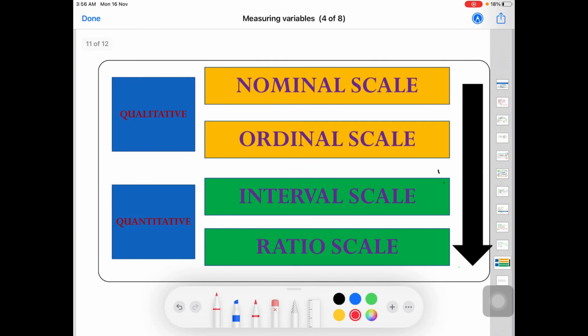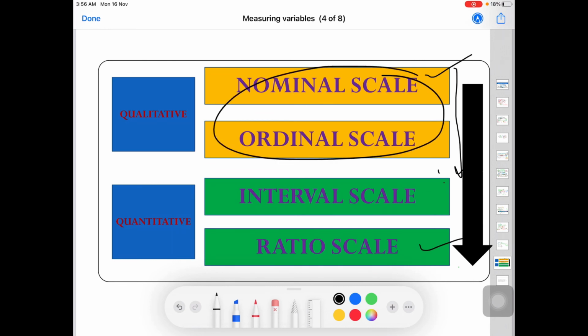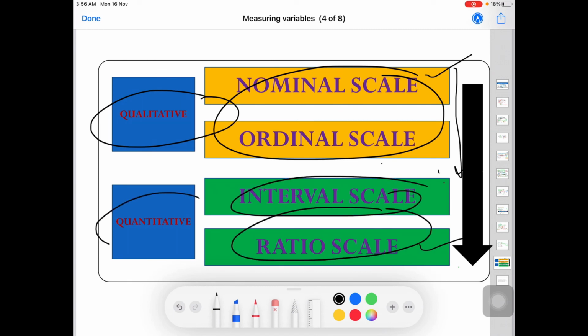The next slide consists of this. I have just made a visual presentation that from lowest to highest, the lowest is nominal scale and the highest is ratio scale. These two, nominal and ordinal, come under qualitative, and these two, interval and ratio, come under quantitative.